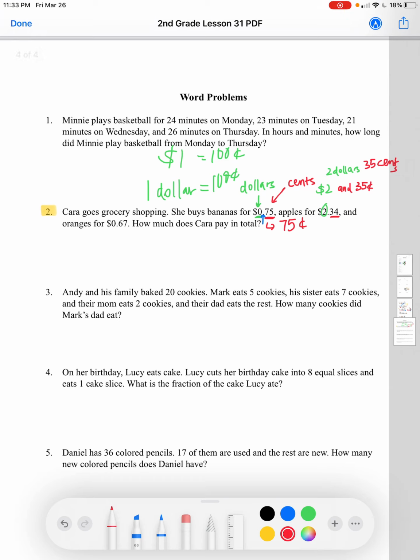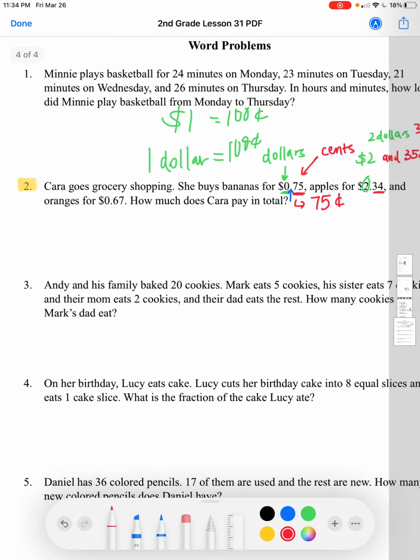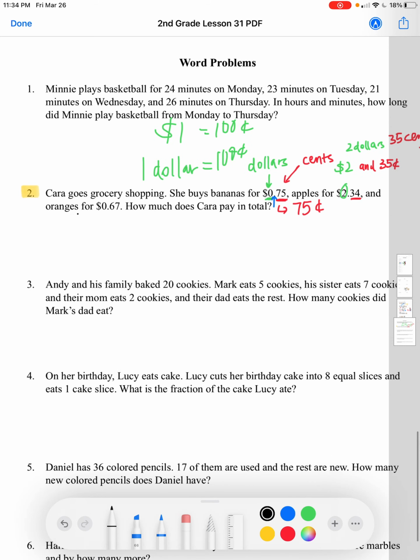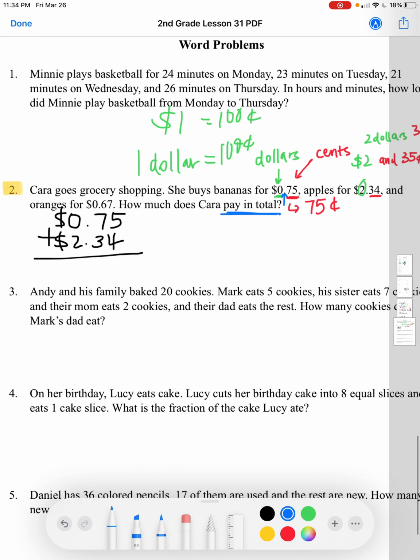But when you add, it doesn't really matter as long as you have the place values again lined up. And it's just adding like normal addition. Let's add the bananas and the apples first so we can demonstrate that. We have $0.75. I'm going to add it with the dollar sign, $2.34. We're adding because we want to find out how much you paid in total. So this is just the bananas and apples for now.